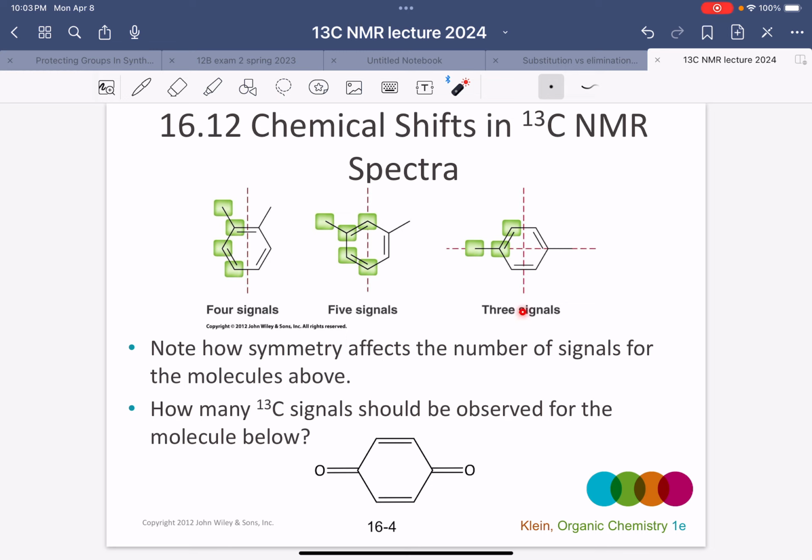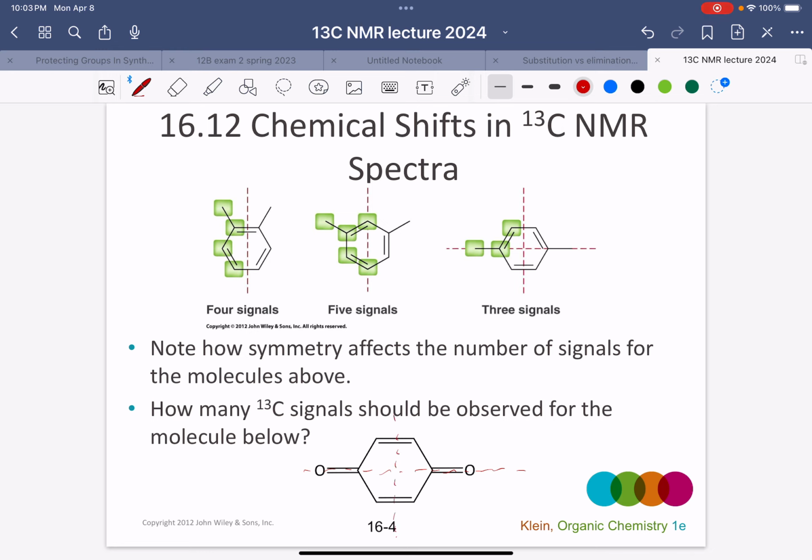So we should only see 3 signals. Just as an example, let's take a look at the following molecule here. Now, how many chemical shift signals, how many C13 signals should we observe? Well, let's see. We've got planes of symmetry. We have one down the middle of the CO double bonds, and then we have one here as well.